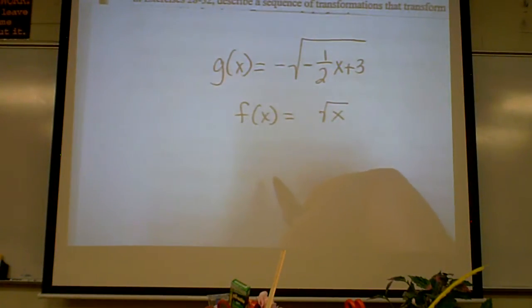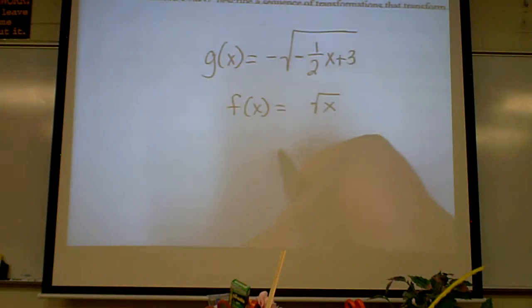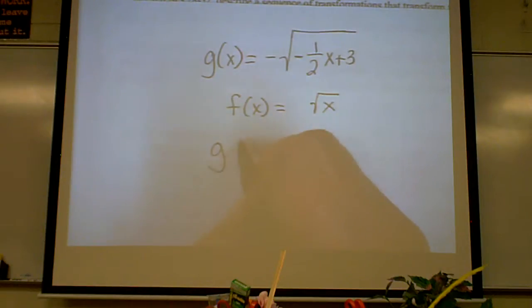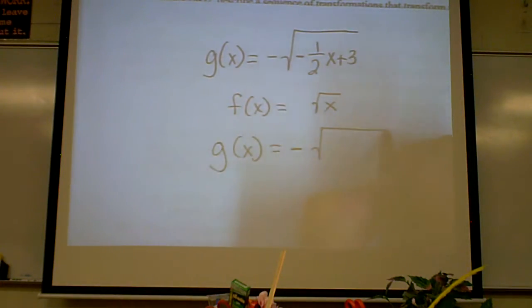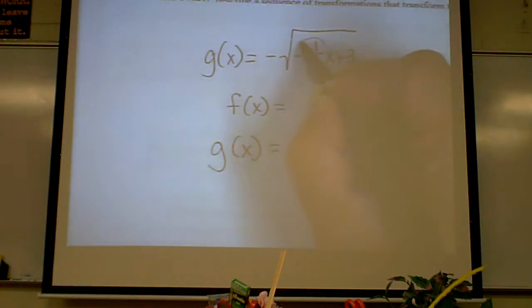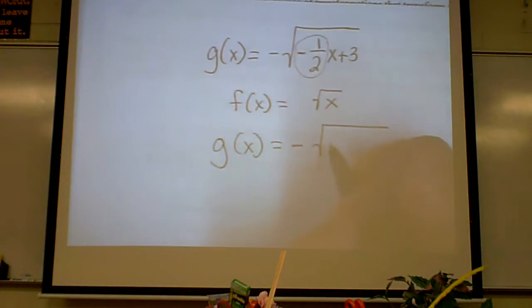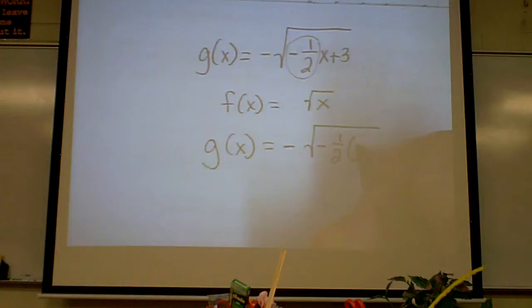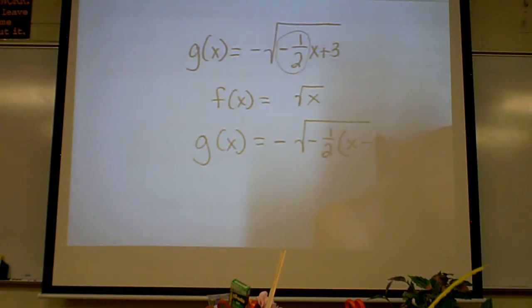That's how it goes. What should you do before you start talking about transformations? Take out a half of everything. Negative half of the grouping. What letter of the alphabet did we call this? A. That's your A value. How do you pull this out of this? X minus 6. Very good.